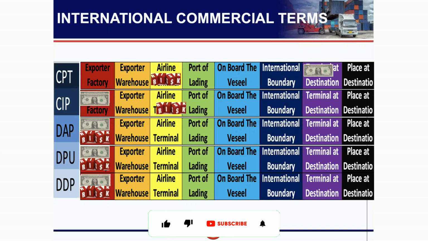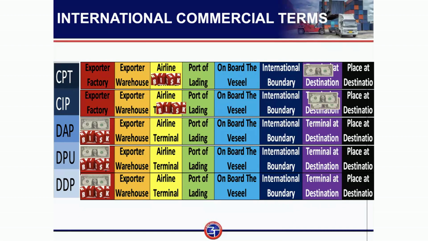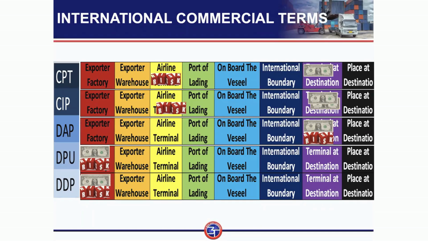Risk for CIP ends here at the airline terminal, but the cost of transport and insurance goes to destination. Then Delivered at Place. The risk at this point ends. Can you see the risk is now ending at the destination in the importer's country? My risk ends when the goods are delivered to a terminal there, and I'll bear the cost to that destination.